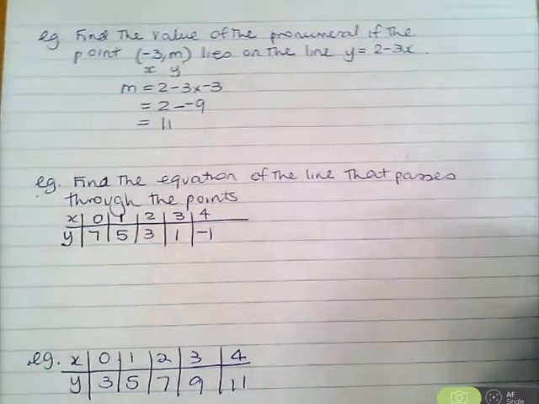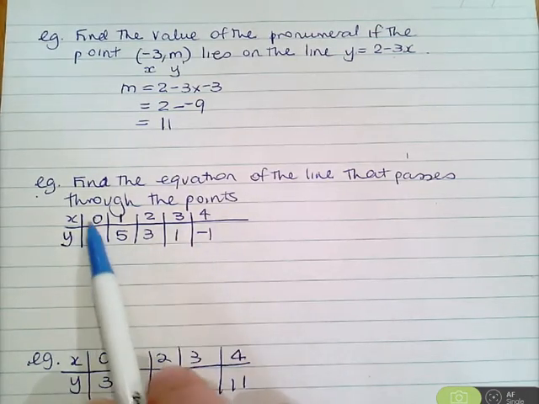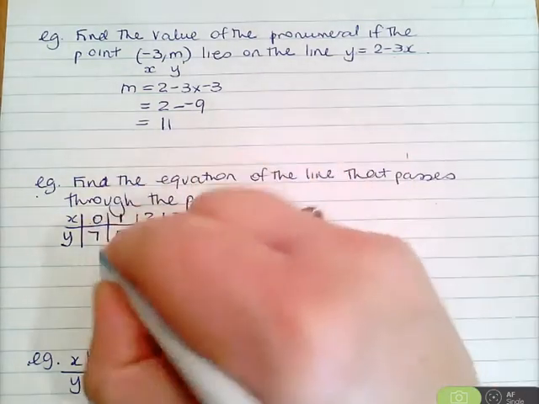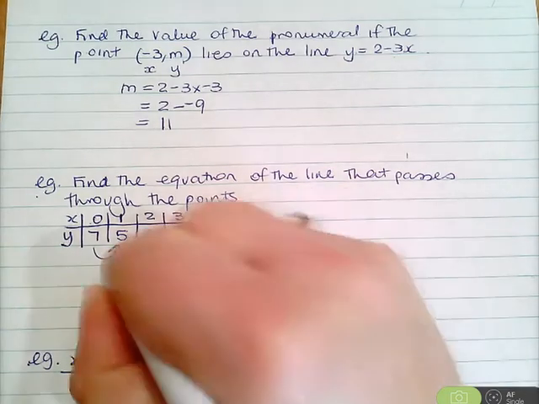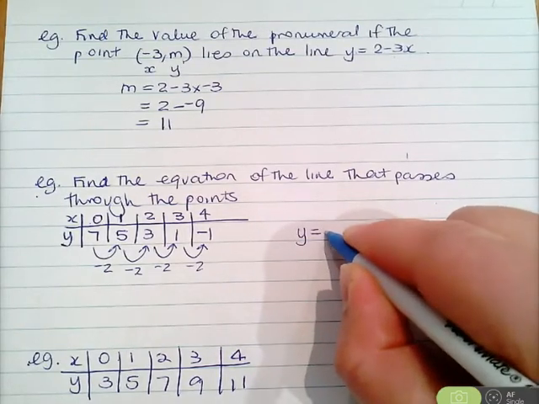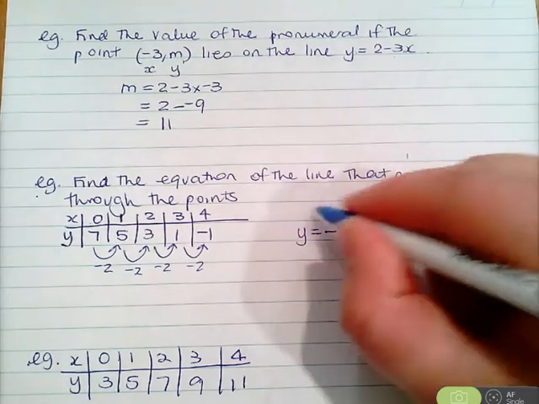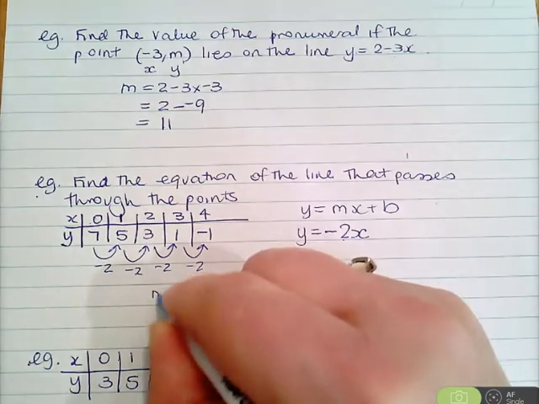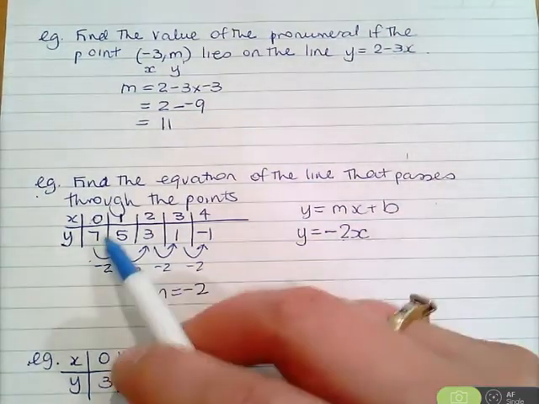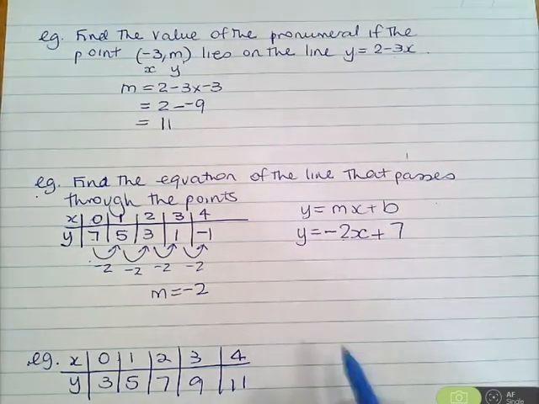Next example, find the equation of the line that passes through these points. When you do this sort of question, these really are points that would form a straight line. Notice that the x value is going up by 1, and that's really important. If the x value is going up by 1, you just look at the y values and you notice that they're going down by 2. So what the y values are going down by becomes your gradient. So my gradient is negative 2. My equation so far is going to be y equals mx plus b. Because it's going down by 2, my gradient is negative 2, but you can only do that if the x values are going up by 1. Now, we're looking for the y-intercept. We know that the y-intercept occurs when x is 0. So the y-intercept is plus 7. Okay, so that's the equation of your line.